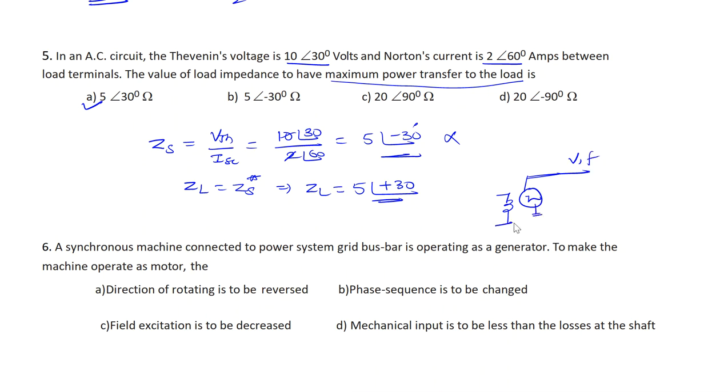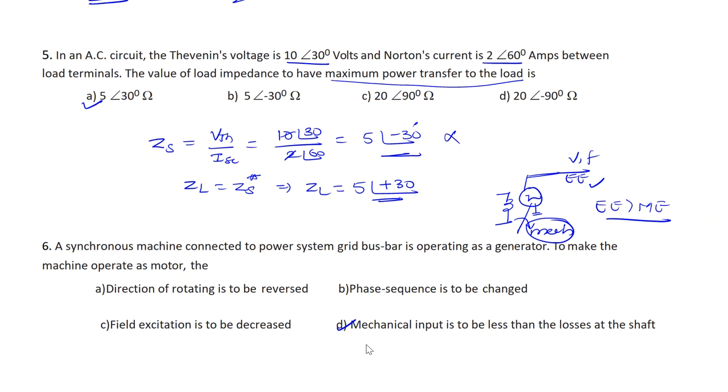Okay, now what happens is the alternator will take the mechanical energy and convert it into electrical energy here. Now it has to make a reverse process, meaning electrical energy should be more compared to the equivalent mechanical energy input here. At that time, we will reduce the mechanical input to be less than the loss of the shaft, so that mechanical energy is very less. At that time, electrical energy is greater compared to mechanical energy, and the machine behaves as a motor. Okay, so the answer for this question is mechanical input to be less than the losses of the shaft here. Okay, if you're getting D as the answer, then you're right.